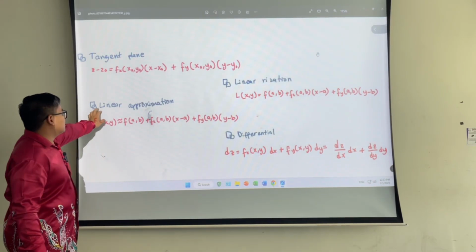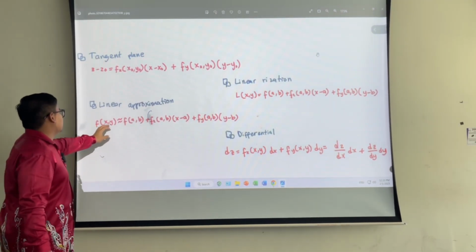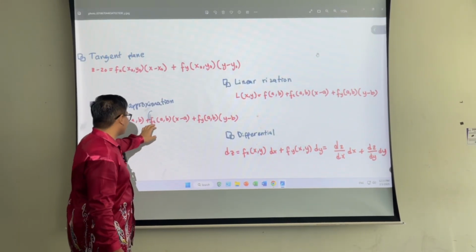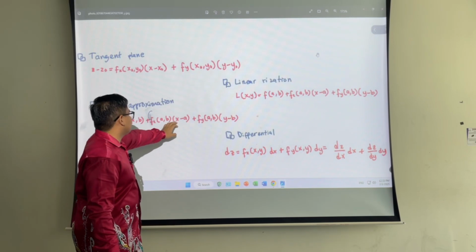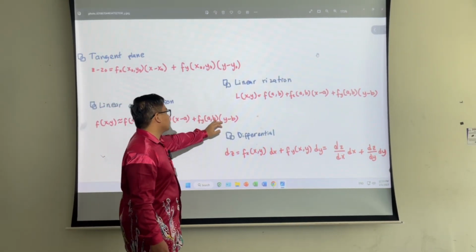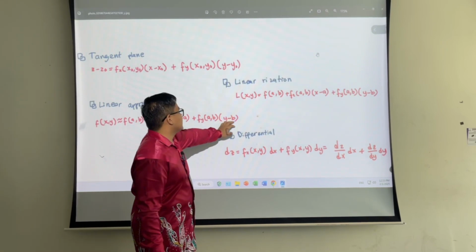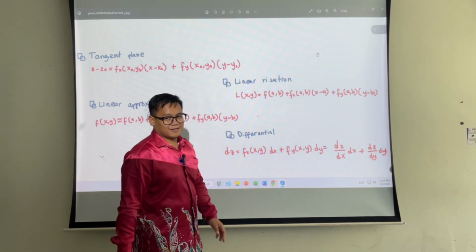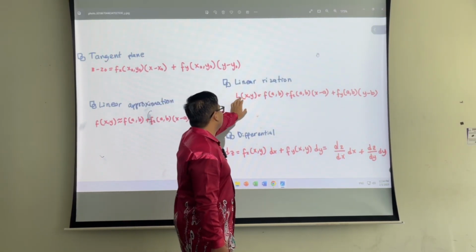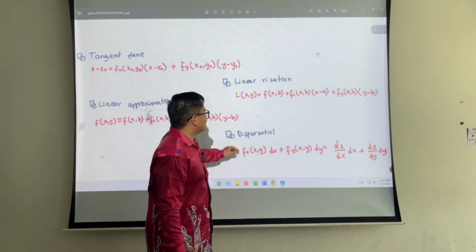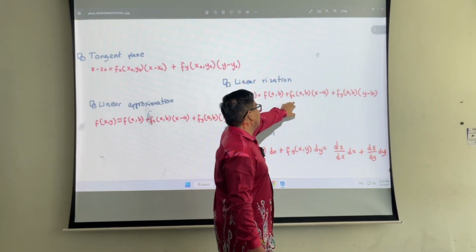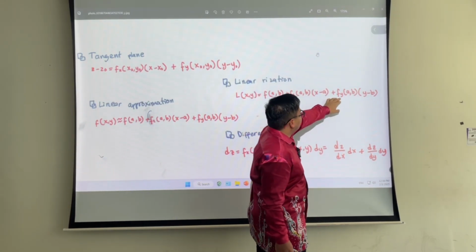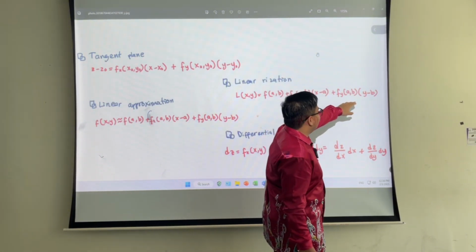Then linear approximation, where f of x, y equals f of a, b plus f_x of a, b multiplied by x minus a, plus f_y of a, b multiplied by y minus b. Next is the linearization formula, where L stands for linear: L of x, y equals f of a, b plus f_x of a, b multiplied by x minus a, plus f_y of a, b multiplied by y minus b.